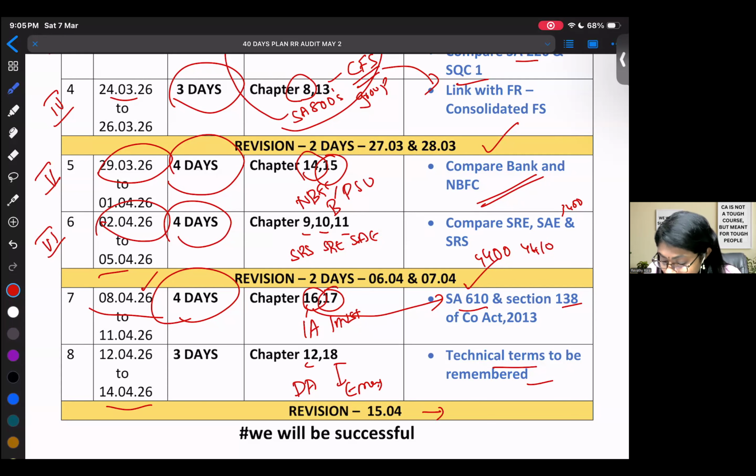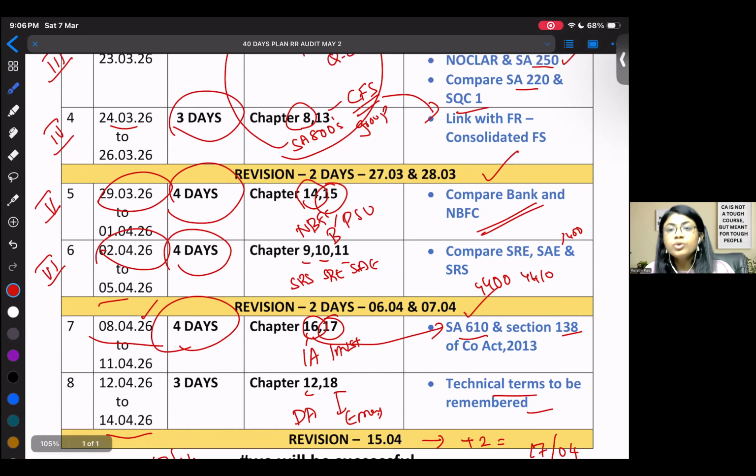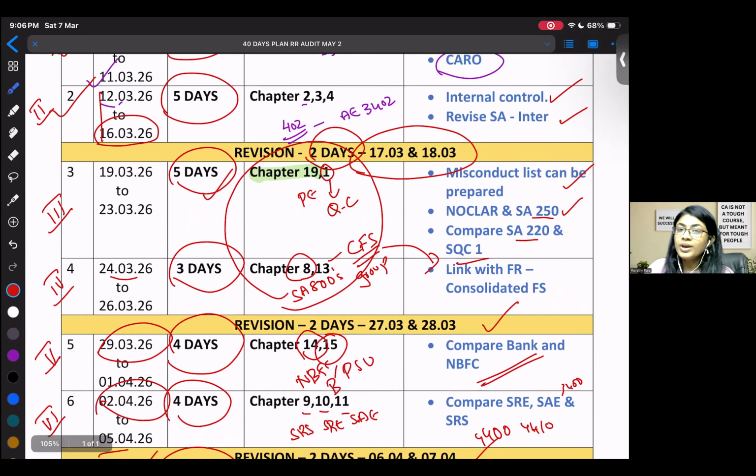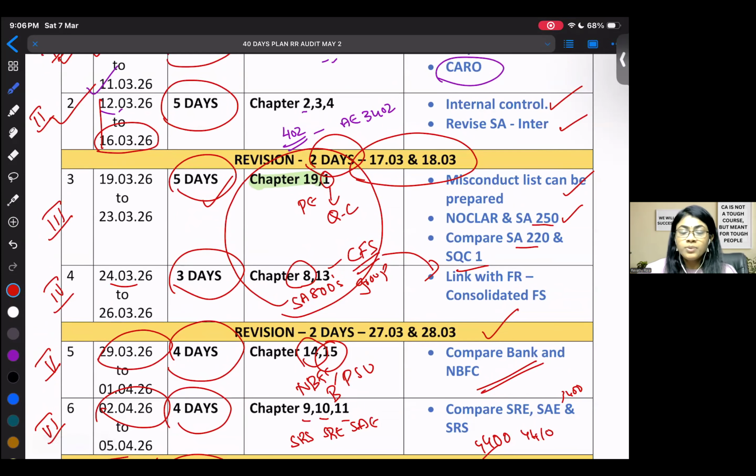So here we are winding up by April 14th, but I know you might need 2 more days extra. So you can extend this plan by 2 more days. By 17th of April, try to finish this. The exam is in May. So if you can finish this plan, the entire subject, by 17th of April, you will be in a comfort zone. Why? You still have time for the May exam.